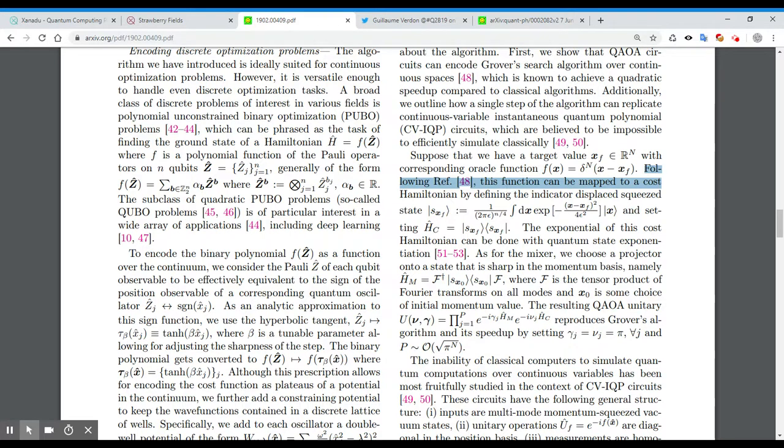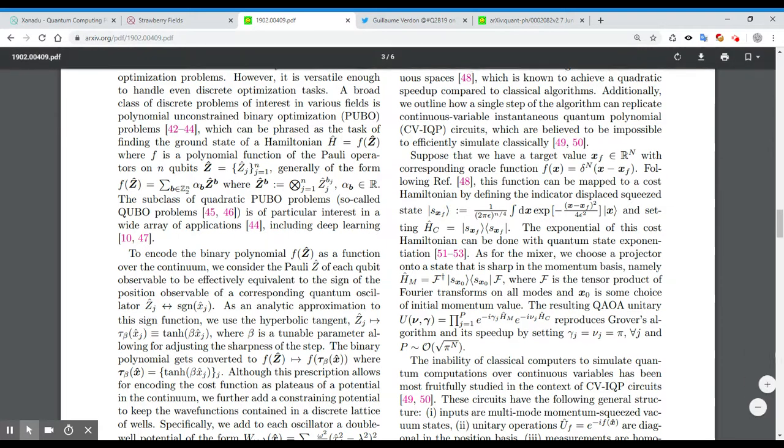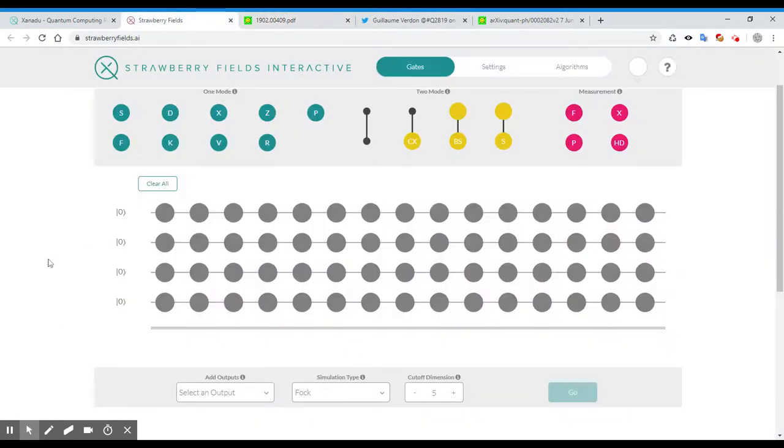And then as for the mixer, we choose a projector onto a state that is sharp in the momentum basis. Okay, minus, and it's this thing in here. Squeezed state. I'm assuming this is something we're looking for.